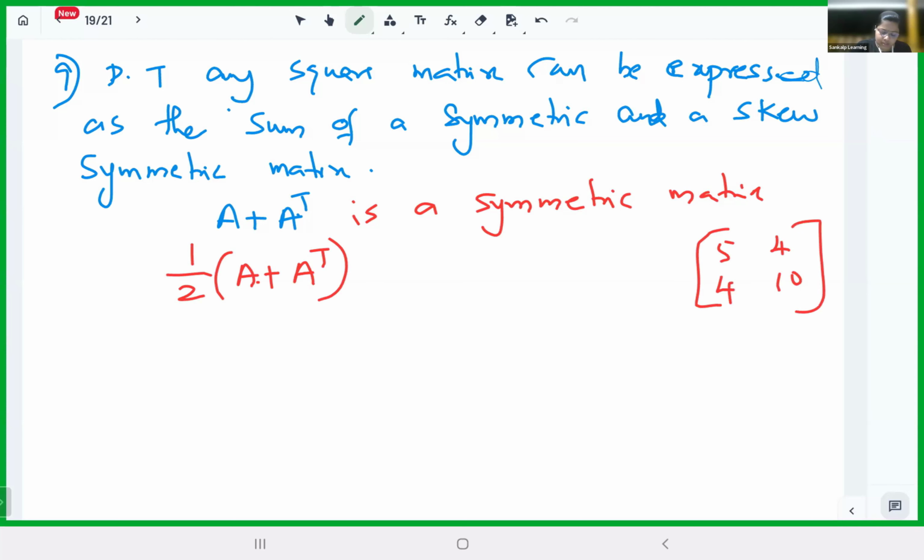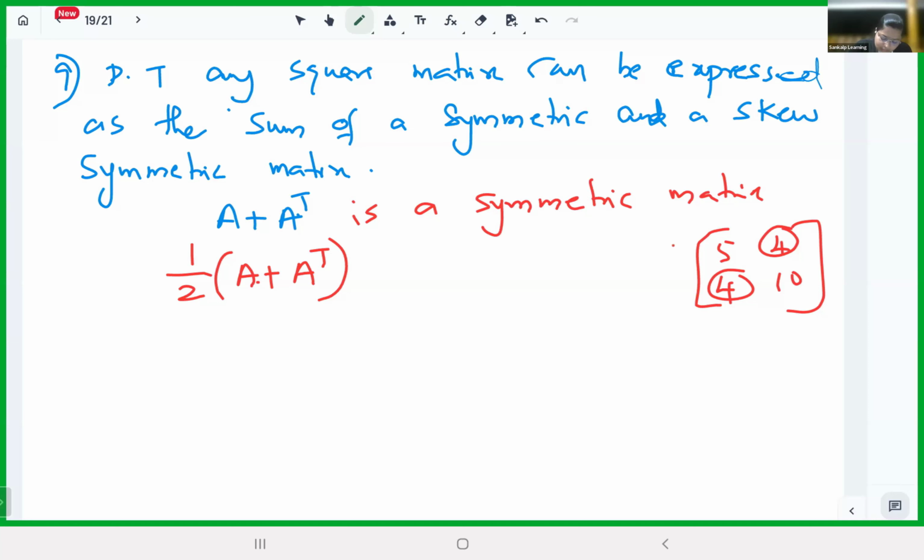Okay, 5, 4, 4, 10. So this is a symmetric matrix, right? It is a symmetric matrix because you can see that the non-diagonal elements are equal. That is Aij equals Aji. The condition is satisfied. So this is a symmetric matrix, or you can verify it by checking A transpose is equal to A. All right.